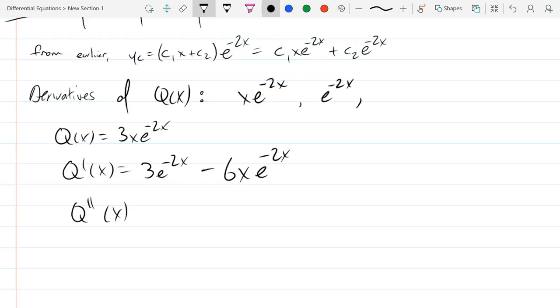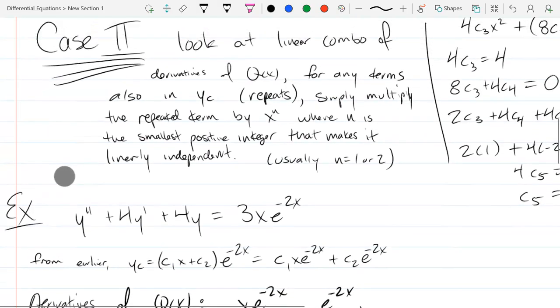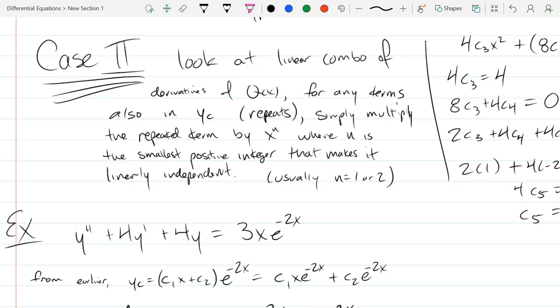And then q double prime, we won't see any new terms pop out because we basically have a repeat of our original term with a different constant multiple. So we're not going to see any new terms, no matter how many more derivatives I take after this. Read my lips, no new terms. That's an old reference. All right, so questions about no new terms if I keep taking more derivatives?